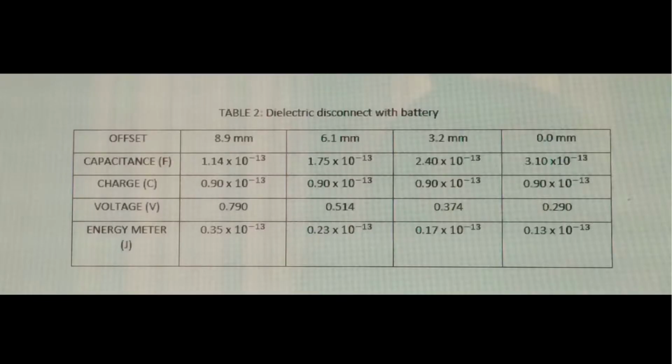In this result, we can see the value of capacitance is increasing, but the value of voltage and energy meter is decreasing, and the value of charge remains constant. The charge remains constant because once the battery becomes disconnected, there is no path for a charge to flow to the battery from the capacitor plates. The insertion of the dielectric has no effect on the charge.